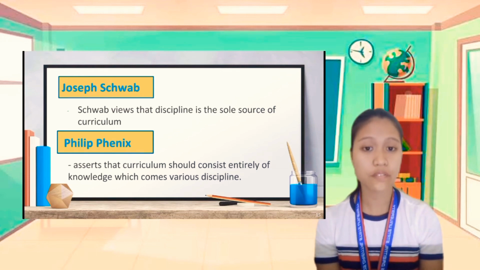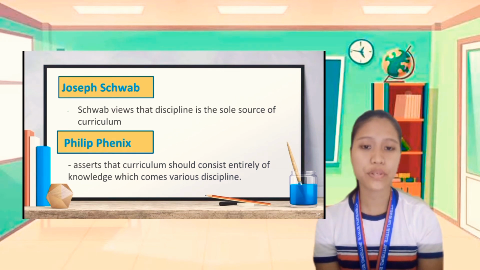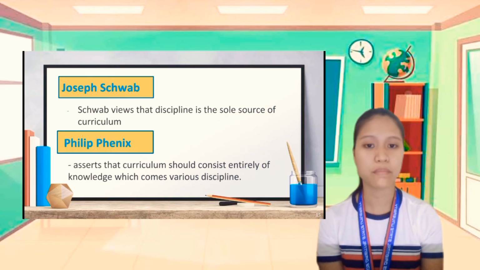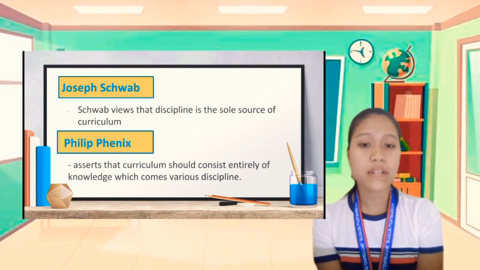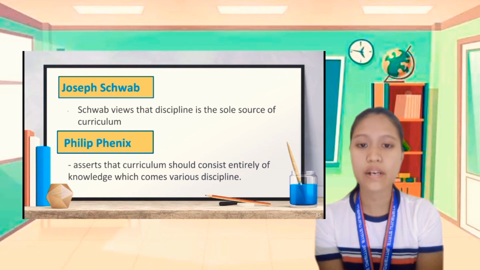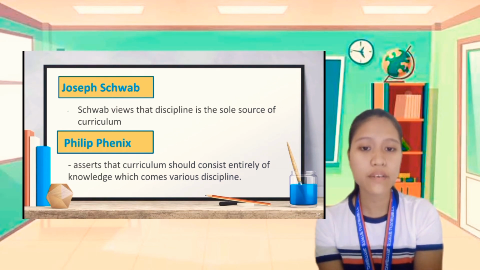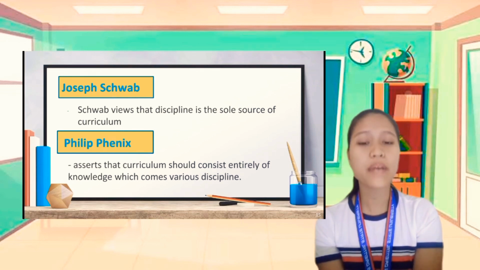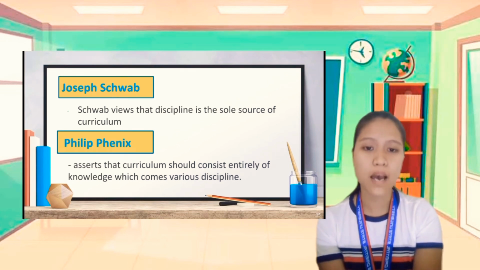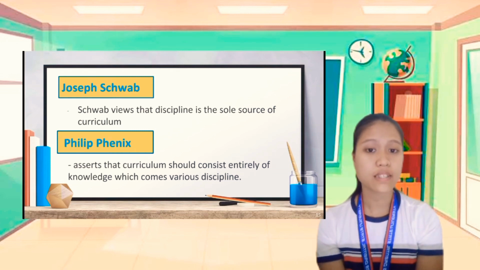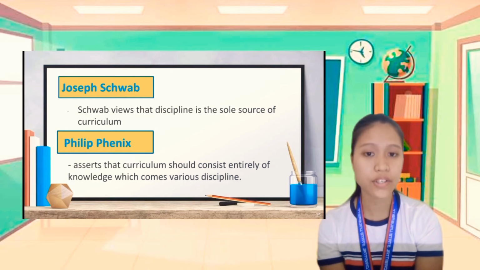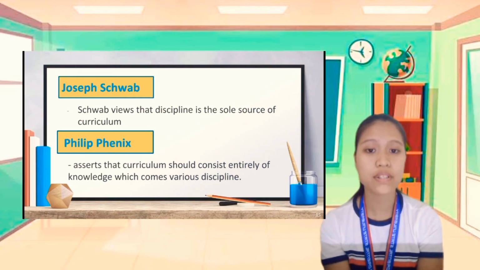As a leading curriculum theorist, Schwab used the term discipline as a ruling doctrine for curriculum development, pertaining that discipline inside the classroom will help the students to stay focused on their academics, saying that a disciplined student will be able to stay focused on his goals and be able to keep his work as a top priority. Philip Phoenix asserts that curriculum should consist entirely of knowledge that comes from various disciplines.